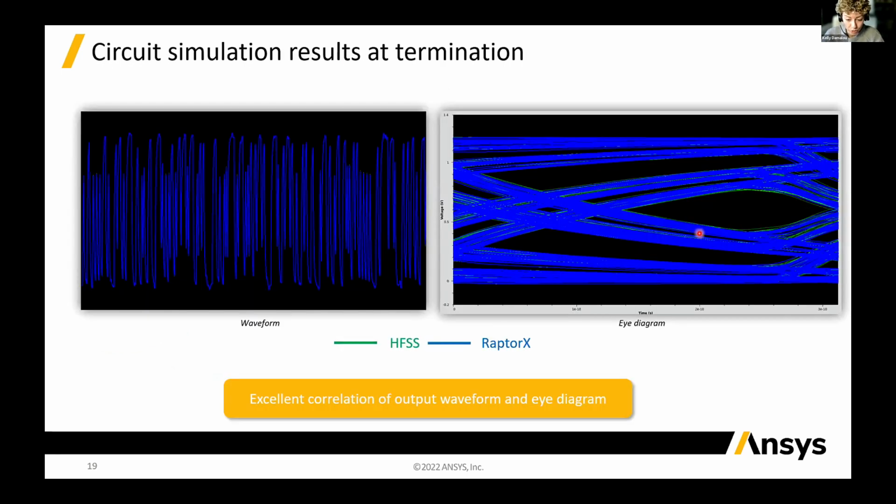And to close this proof point, these are the output waveforms. The output waveforms from HFSS and RaptorX, and the eye diagram, you can hardly distinguish between the plots of HFSS and RaptorX, which again testifies to the golden accuracy of the delivered results between the 2 different Ansys electromagnetic solvers.